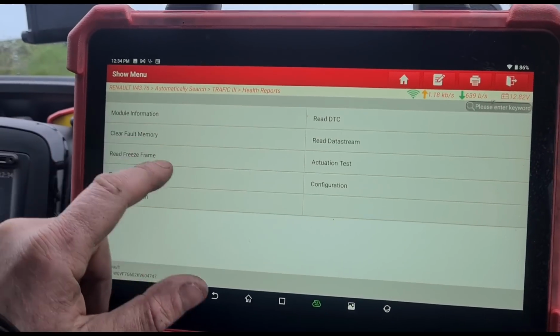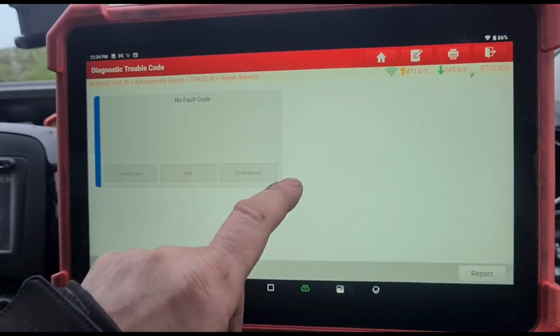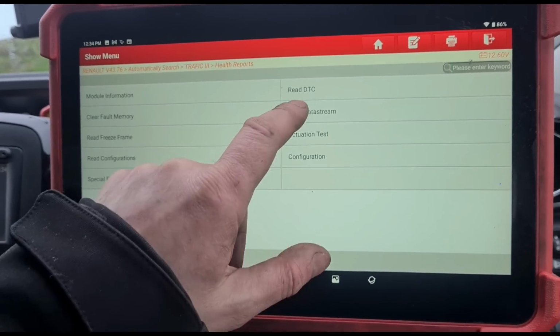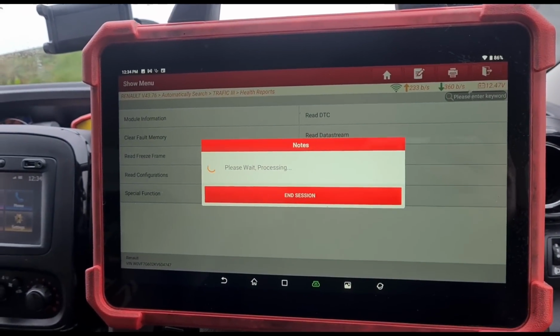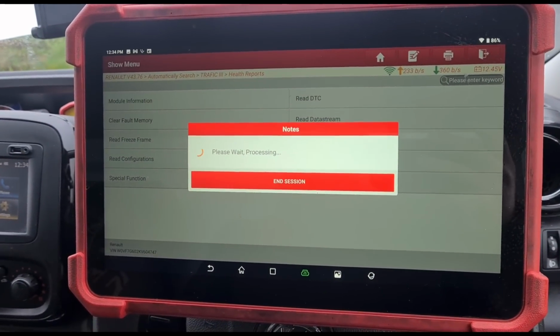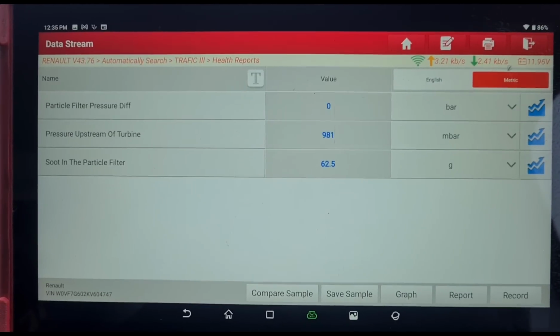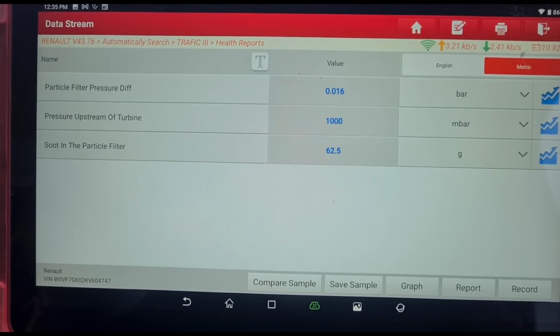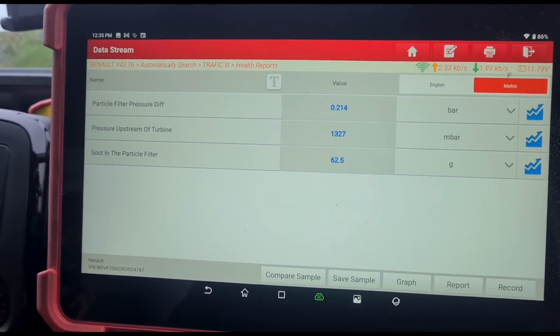Okay, we're back in the van now. We'll just try and do one more fault code clear. Let's see what codes have come up. So I've cleared temporarily. Go back to the data stream. Okay, now if we start the engine up, we can see we've got 981, and then around about 1300 millibars, exactly what I was expecting.